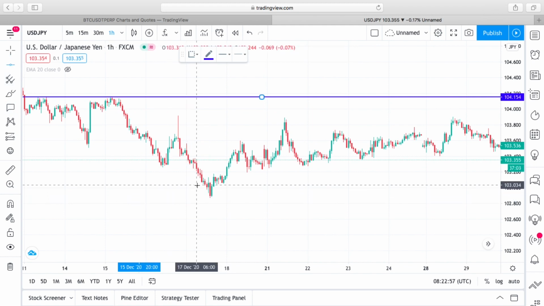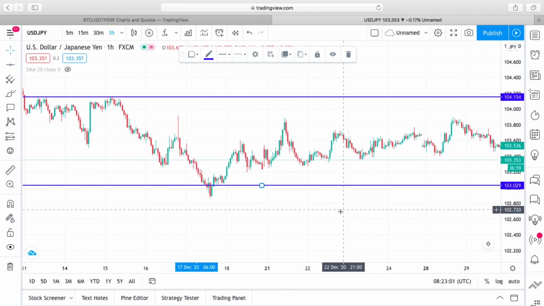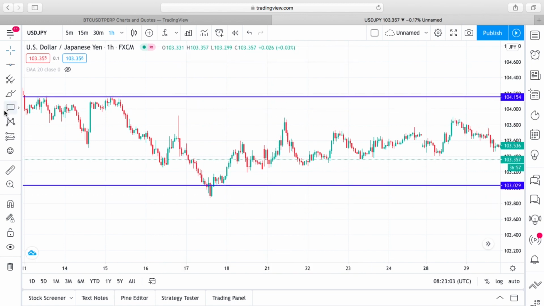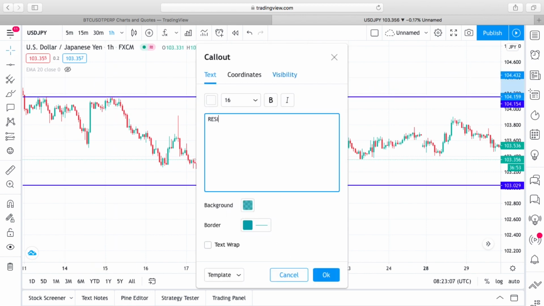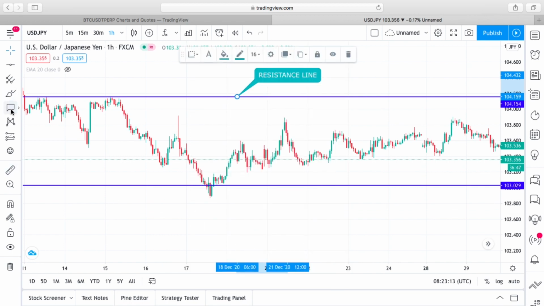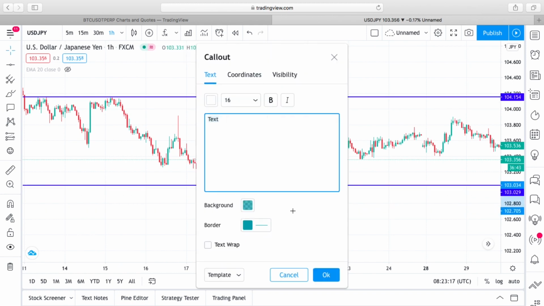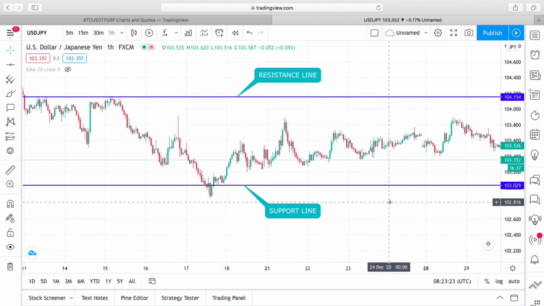So I must get, okay, I've gotten down here. Okay, this is it. So this is my resistance line, and this is my support line. So you see, in every market you can draw it.